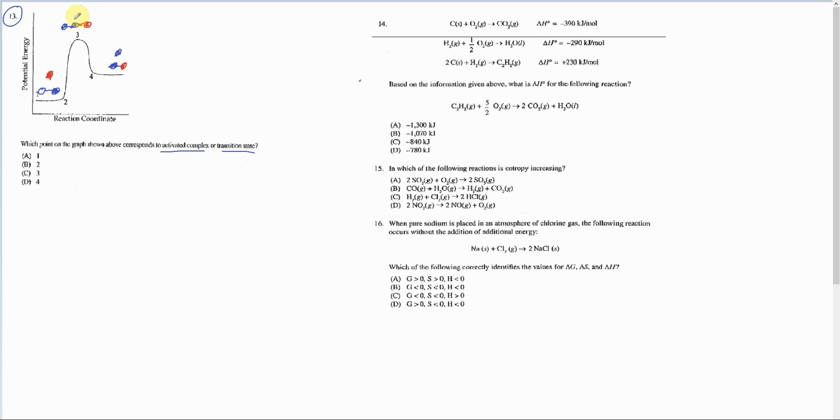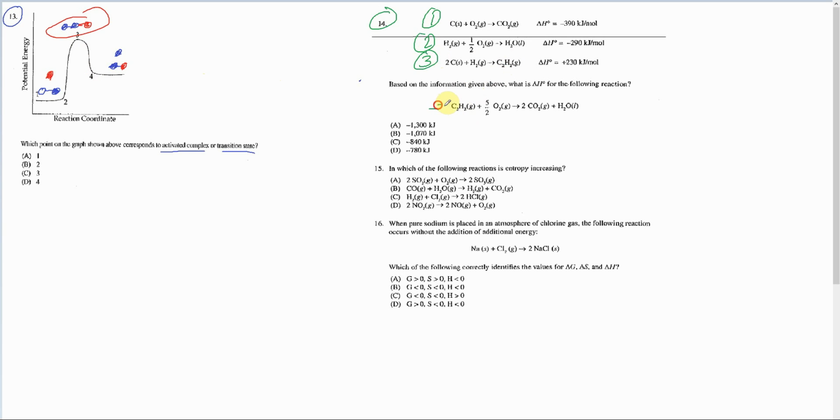It's very high energy, it's very rare, and that's what's called the activated complex or the transition state. So I think the answer would be 3. In number 14, it's looking a bit like a Hess's Law problem. We'll see. Usually I like to number these 1, 2, and 3.